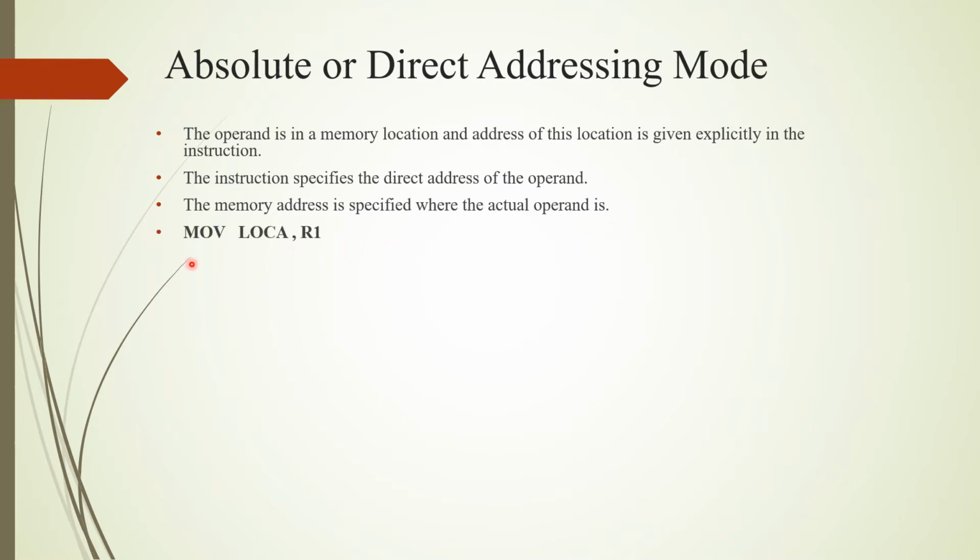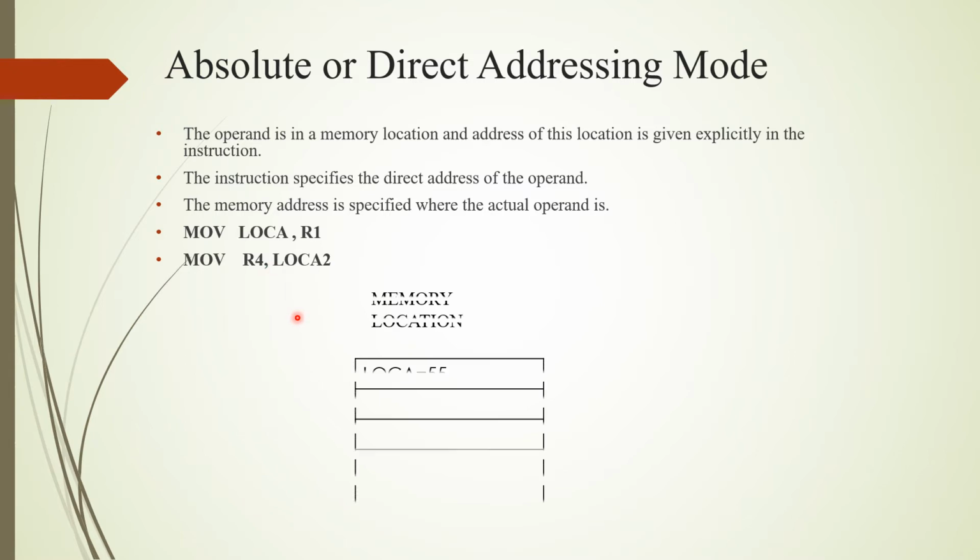I've taken an example here. MOVE LOCA, R1. LOCA is a symbolic name given to the memory location. Another example I have taken, MOVE R4, LOCA2. See, LOCA2 is also another symbolic name which has been used to represent one of the memory locations. And R1, R4 are the internal registers of the particular processor.